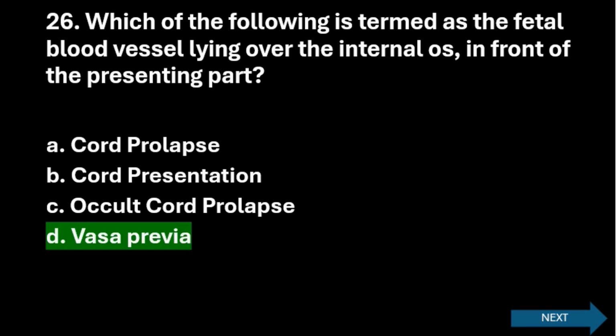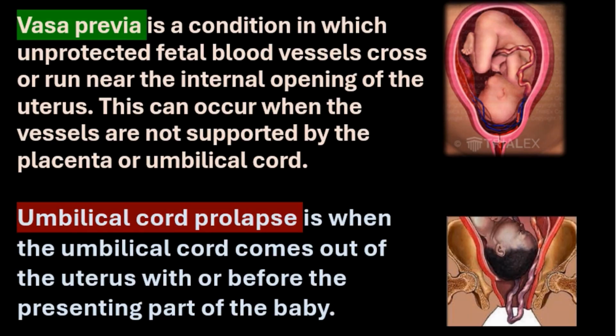Let us see the difference between vasa previa and umbilical cord prolapse. Vasa previa is a condition where unprotected fetal blood vessels cross or run near the internal opening of the uterus. Here the blood vessels are unprotected, not supported by the placenta or umbilical cord. But in umbilical cord prolapse, the umbilical cord comes out of the uterus with or before the presenting part of the body. You can see here the umbilical cord as a wall is coming out. Here in vasa previa, loose fetal blood vessels unsupported by the placenta are coming out.